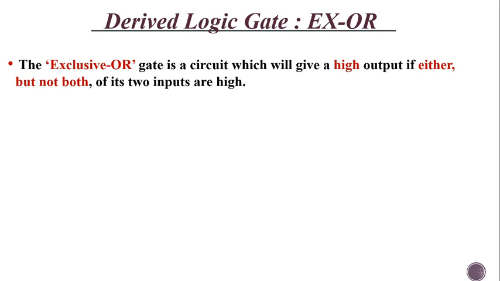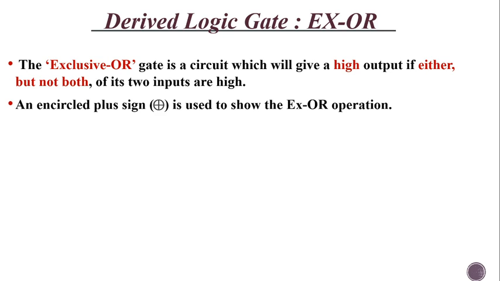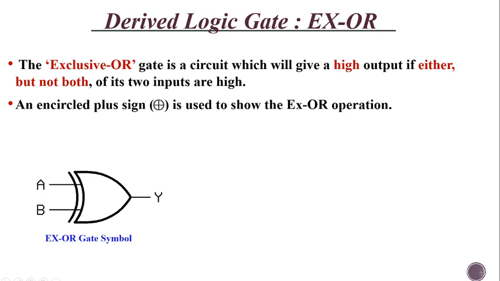This gate is called the exclusive OR gate, and this circuit will give a high output if either, but not both, of its two inputs are high. It will provide a high output when both its inputs are different, not equal. If they are equal, then the output will be 0, and this operation is represented by the plus sign in a circle. So this is the symbol for an XOR gate.